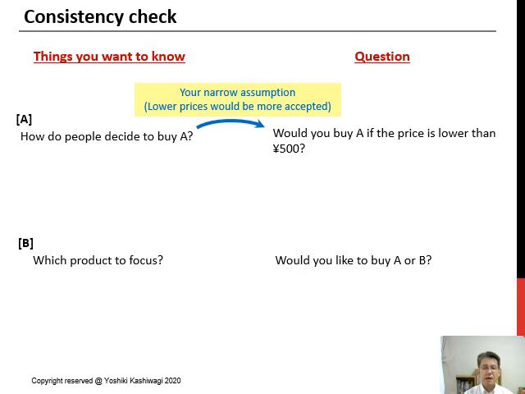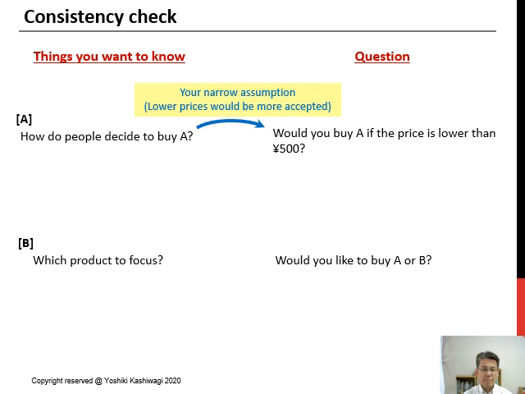In this case, you can say the assumption this person made is very narrow, because this person assumed that people's decision making depends on the price, or that the price is the most important factor in deciding to buy. But this is not true. This is just your assumption. People may have other factors to make a decision to buy A other than the price. And also you assume the threshold is 500, which you never know. So don't make a narrow assumption. Don't put your assumptions too much into a question. There is a logic jump between the right-hand side and the left-hand side.